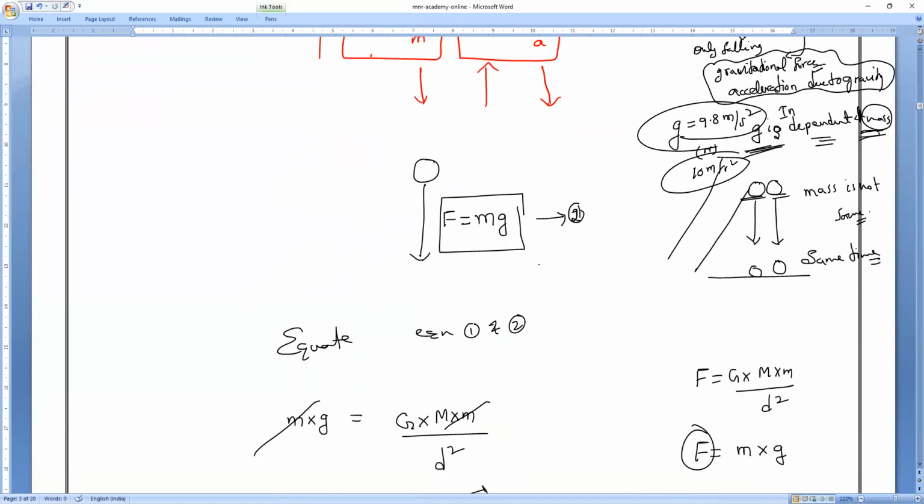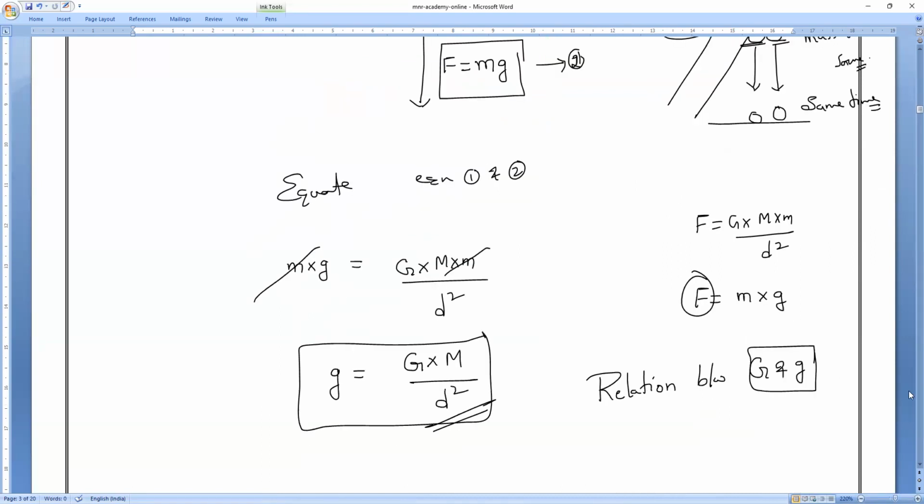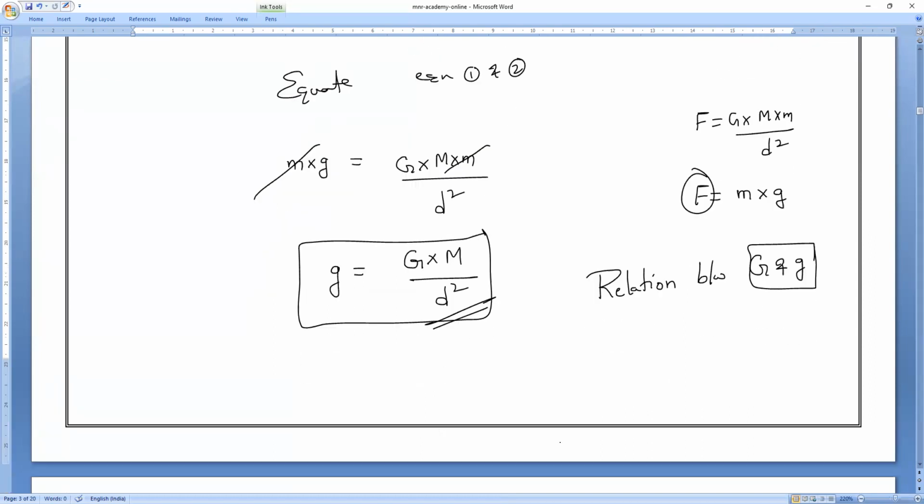One doubt, sir. Yes, ask me. Why are we equating these two? Because we have to find the relationship between small g and capital G, how they differ. We already know the force exerted by a body is mg, and the force exerted between two bodies is capital G into capital M into small m divided by d square. If you equate both, you will get the relationship between capital G and small g. Do you understand? Yes, sir. Are you clear, everybody?